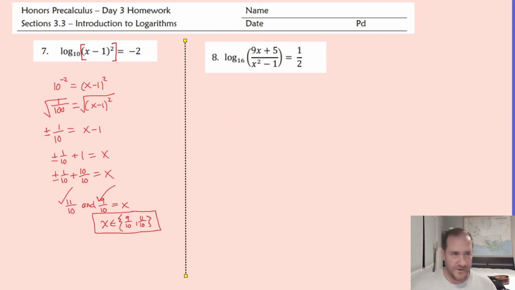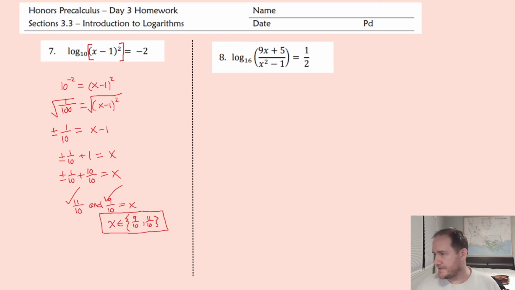All right, plenty of room for 8. Well, where's my dumb head? Starts here and here. Okay, so don't go into that area. What are we doing? Converting to exponential immediately. Great. So we go 16 to the 1/2 equals 9x plus 5 over x squared minus 1.